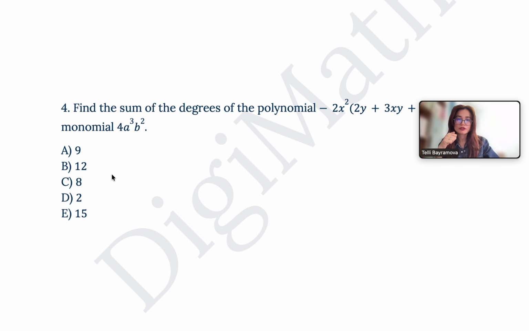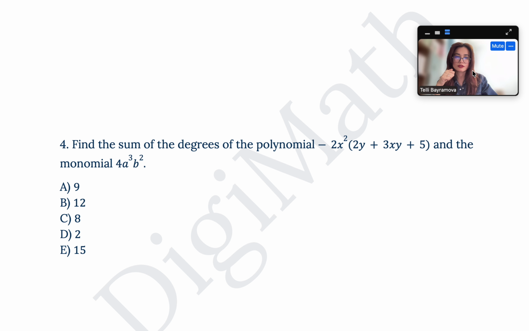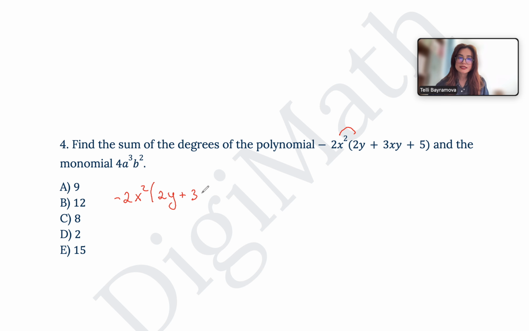So the next question is, here it is. Find the sum of degrees of the polynomial and the monomial. First of all, degree means the highest power, the leading degree. Then you can expand these brackets. I generally do not do this, but I want to show you. So negative 2x squared, 2y plus 3xy plus 5. You can multiply one by one. As you know, you will get negative 4x squared y minus 6x cubed y and minus 10x squared.